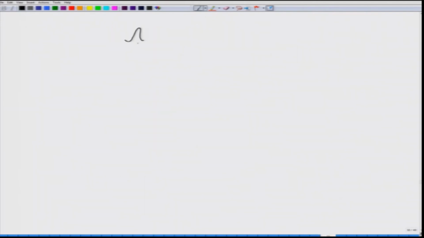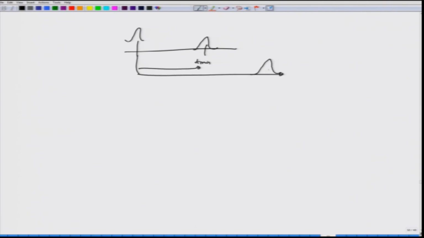So, you have the minimum time of arrival as measured from the 0 axis, and then you have another pulse which is arriving with the maximum time of T max, and there will be all these intermediate pulses.